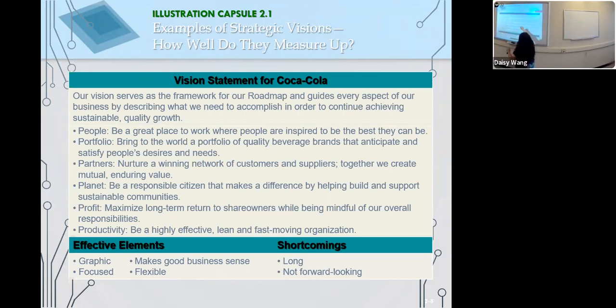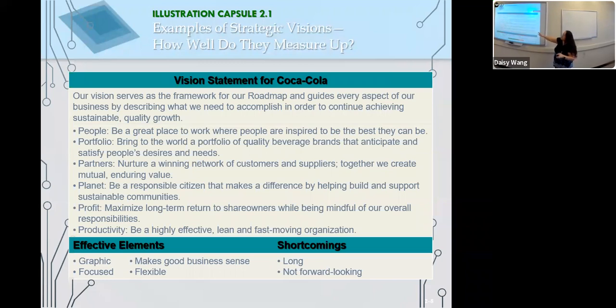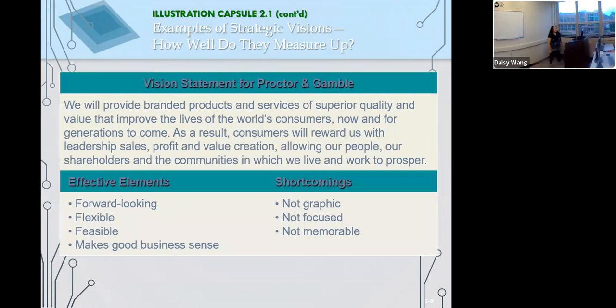But if we can cut some of the words and keep all these P's, people, portfolio, partner, planet, profit, productivity, and make it a little bit shorter, it will probably be more memorable, right? It will look a little bit better. The shortcoming is that it's a little bit too long, but I like where they have those P's. So that's Coca-Cola. This one is P&G, Procter & Gamble.